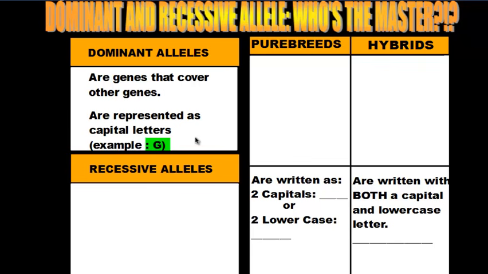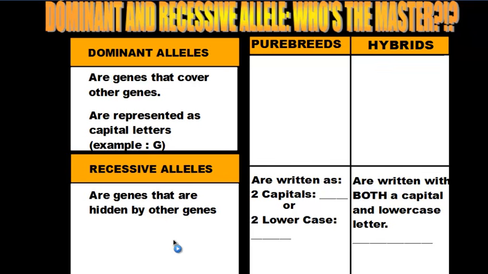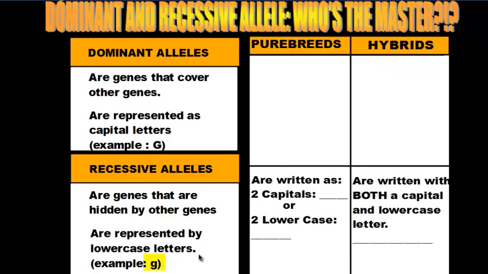A recessive allele is a trait or the allele that gets covered by the dominant allele. So the yellow trait in this experiment was the recessive allele because it was covered in the first generation, but then showed back up in the second generation. And they're always written as lowercase letters. And if you notice, we just use one set of letters. We use capital G for green, and then we use lowercase g, not y, but lowercase g for yellow.